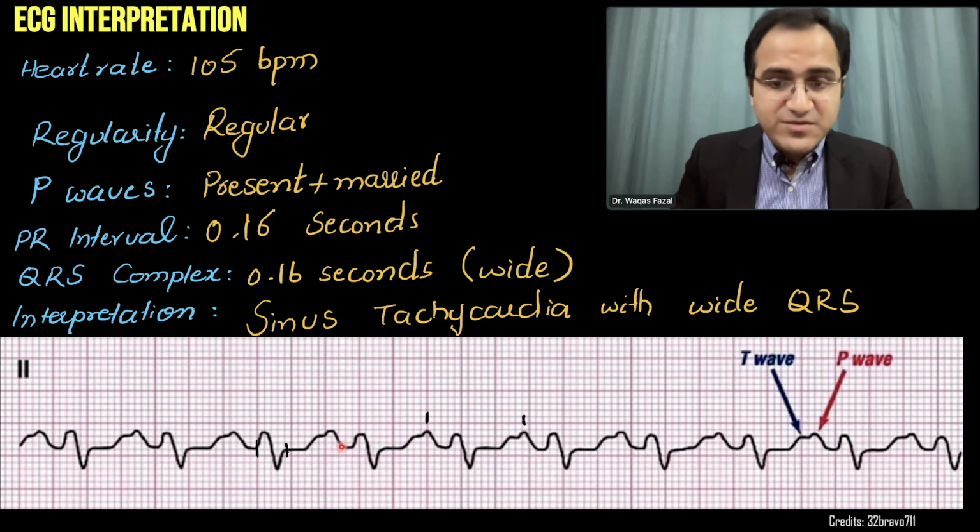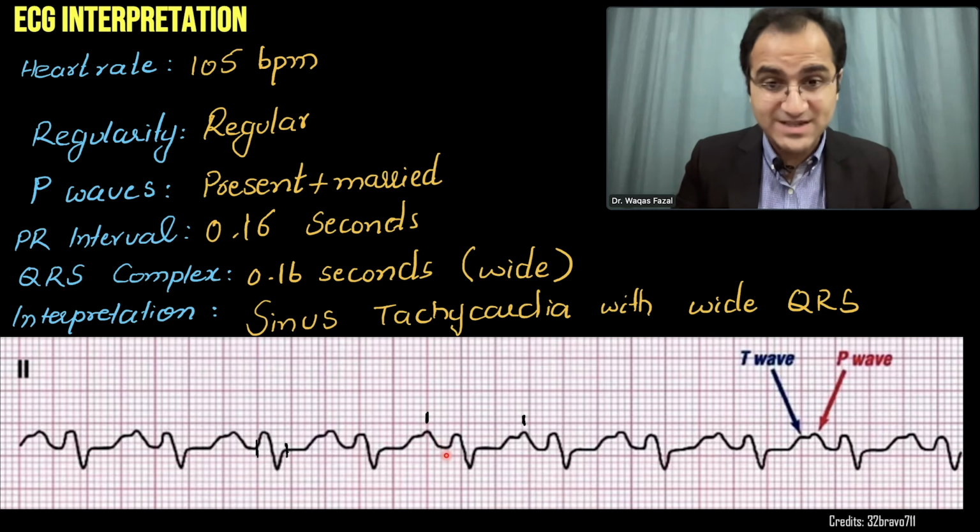Let's look at the P waves. The P waves are present. These are the P waves, and they are married to the QRS complexes. Looking at the PR interval, let's calculate it. 1, 2, 3, 4, almost 4 small boxes, 0.16 seconds.